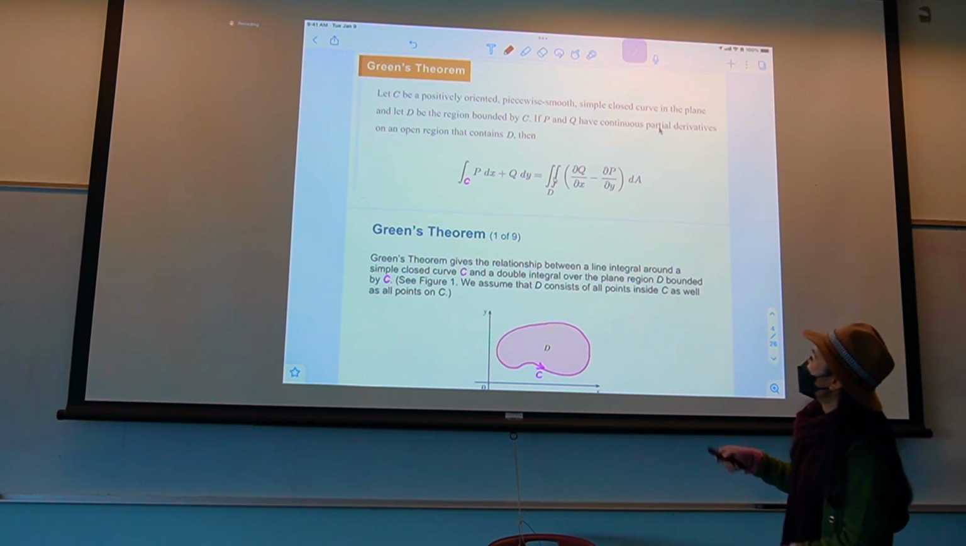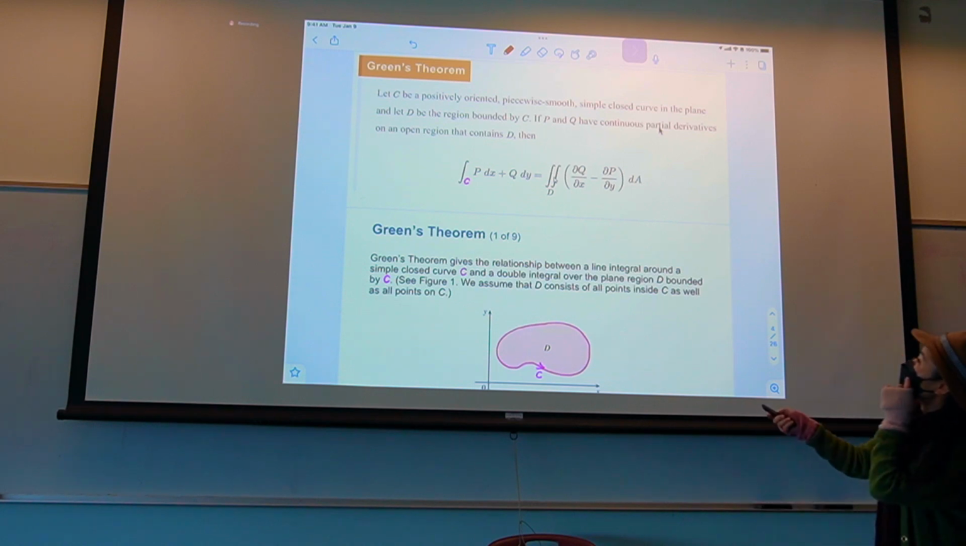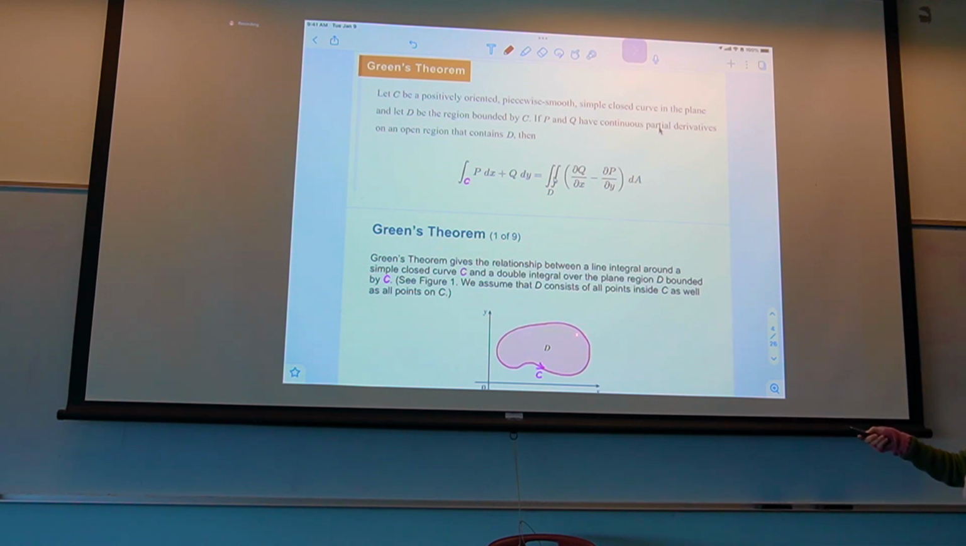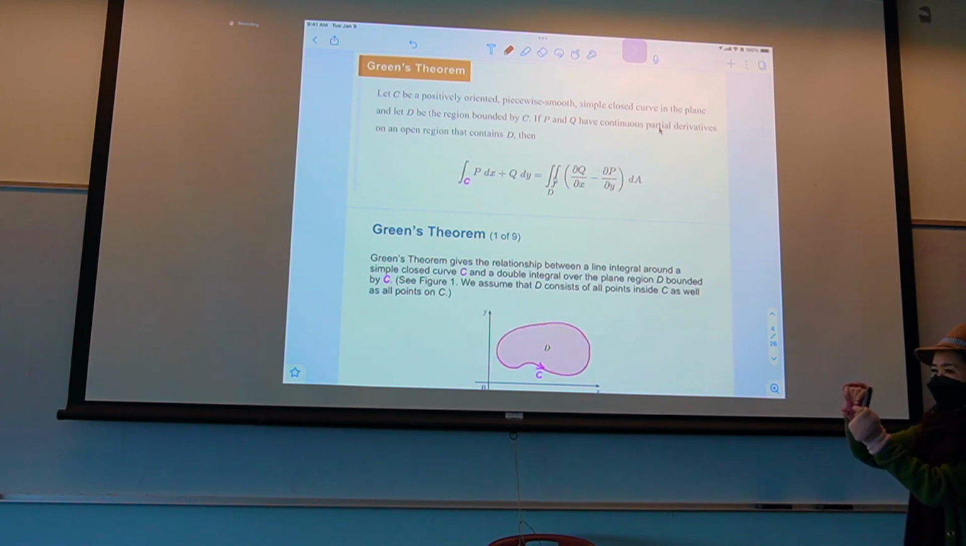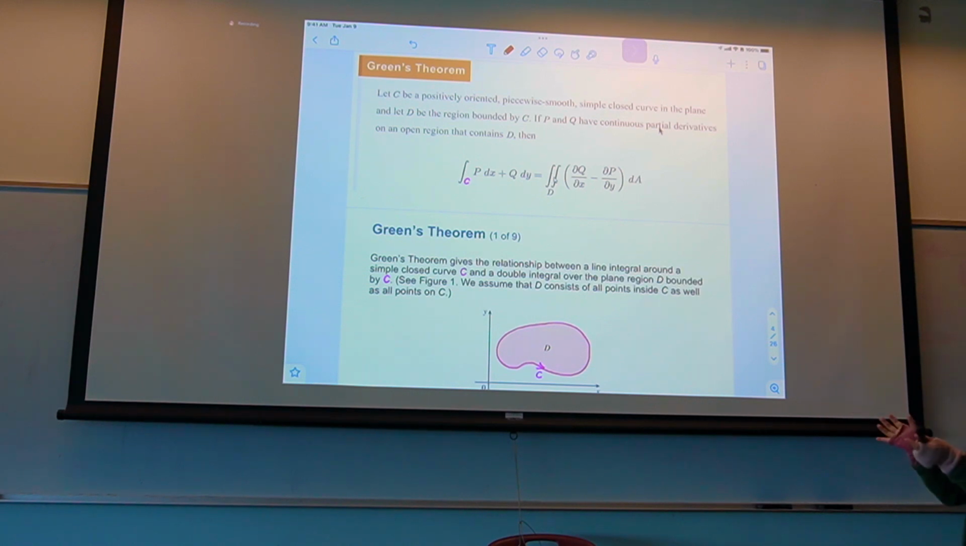And the C here is positively oriented. Well, what do you mean positively oriented? We'll get to that later on. And piecewise smooth. So you can cut it into small pieces, and each piece will be smooth. And a simple closed curve. What do you mean simple closed curve? All those new concepts, we're going to get into those in detail.